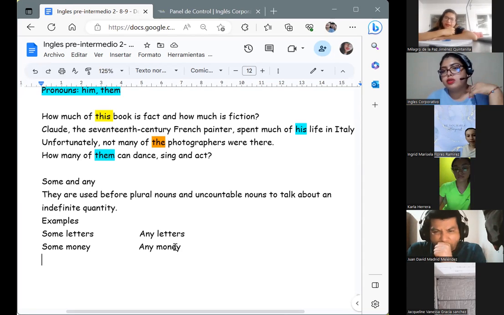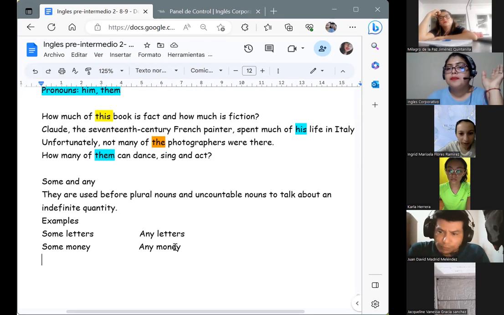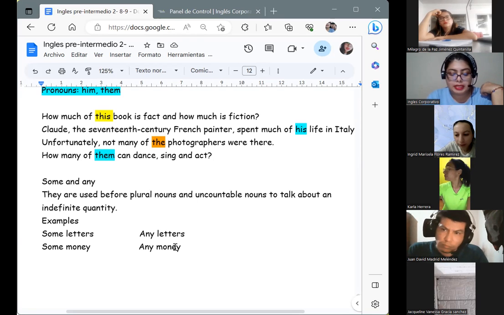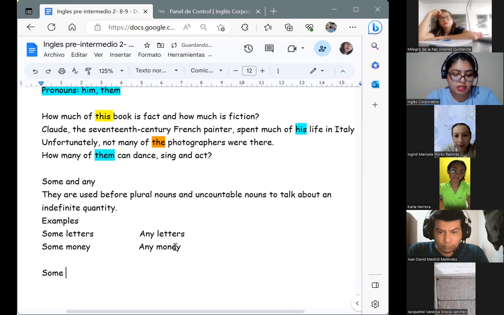En este caso, solo nos dice, ¿verdad?, que hay algunas cartas, algún dinero, pero no nos especifica cuánto, no nos da una cantidad específica. Entonces, en este caso, como yo no sé cuántas cartas tengo y cuánto dinero tengo, no voy a utilizar los otros, como en el caso de much or many, o en el caso de ponerle una quantity word, porque no tengo la cantidad específica. And in this case, it said that some is used in affirmative sentences. Some lo vamos a utilizar para oraciones afirmativas.